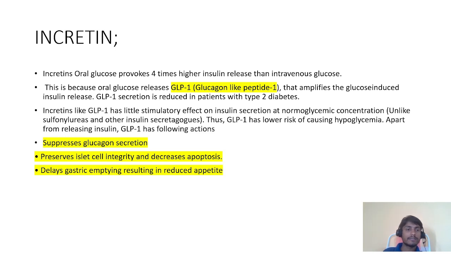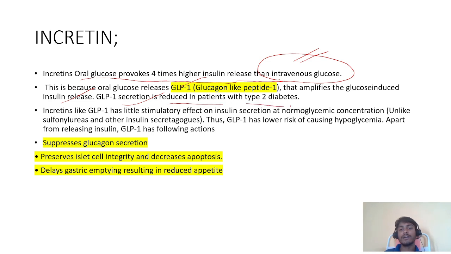Next, incretins. Oral glucose provokes four times greater insulin release than intravenous glucose. This is because oral glucose releases GLP-1, glucagon like peptide 1, which amplifies the glucose induced insulin release. GLP secretion is reduced in patients with type 2 diabetes. Incretins like GLP-1 have little stimulatory effect on insulin secretion at normoglycemic concentration, so GLP has a lower risk of causing hypoglycemia apart from releasing insulin.